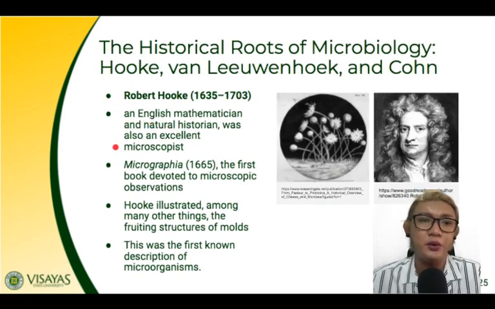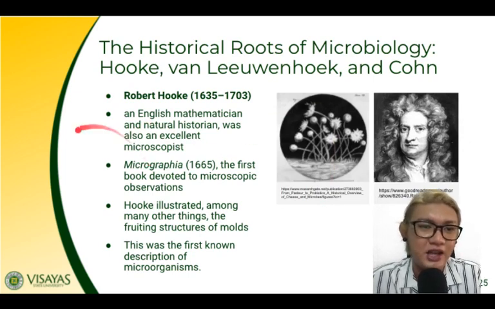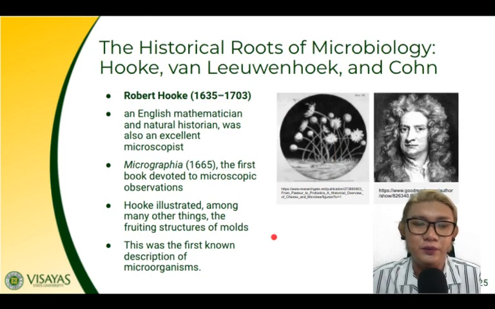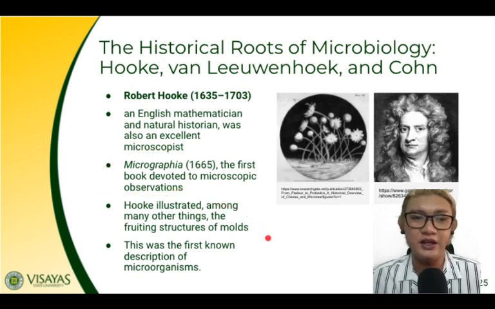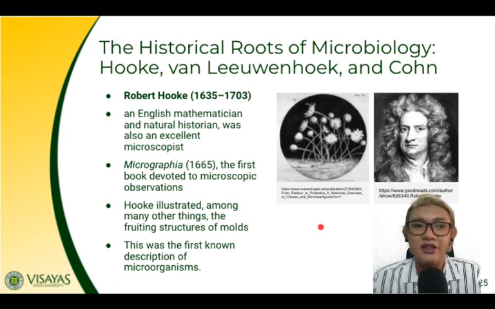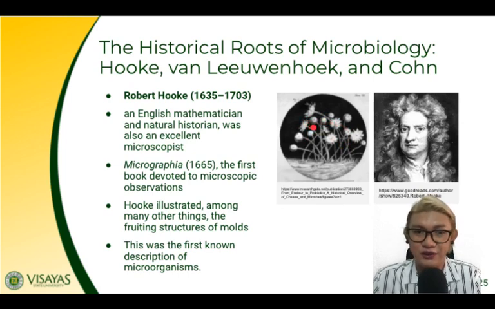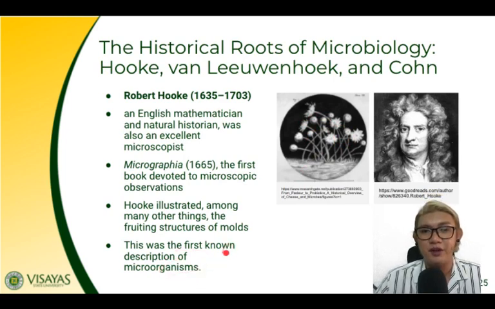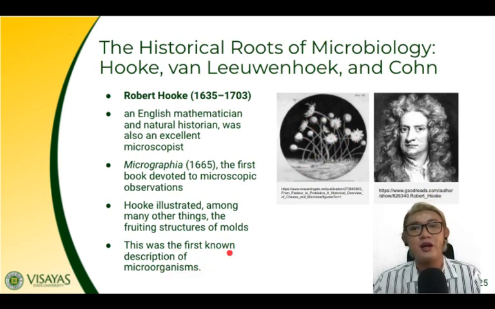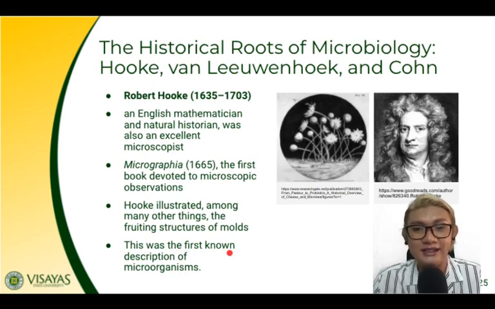So it was Robert Hooke. He is an English mathematician and natural historian, and also an excellent microscopist, who published the book Micrographia, the first book devoted to microscopic observations. He illustrated, among many other things, the fruiting structures of the molds, or the filamentous fungi that we know now. So this was the first known description of a microorganism, and so we could say that Robert Hooke is considered the father of microbiology.